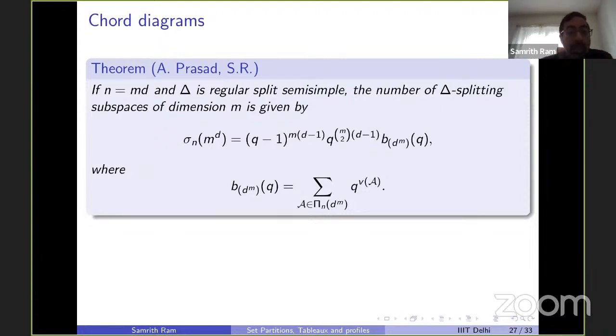The case where delta is regular split semi-simple was something that we were able to settle recently using these polynomials b_lambda(q). So when delta is regular split semi-simple, the number of splitting subspaces is given essentially by these polynomials b_lambda, up to powers of q and q minus 1. These b_lambdas are as defined before.